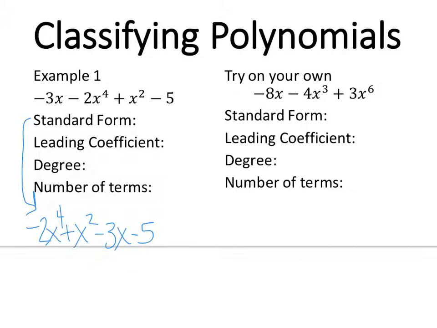From here, my leading coefficient is always going to be the number with your largest variable. The degree is the highest exponent, and the number of terms is how many things I'm adding together. So there's your first try on your own.